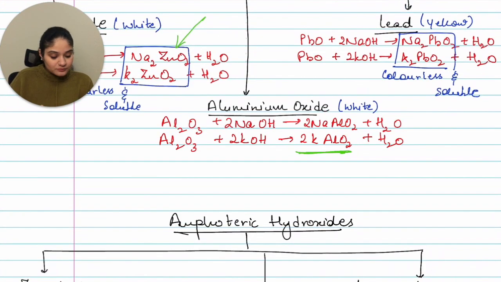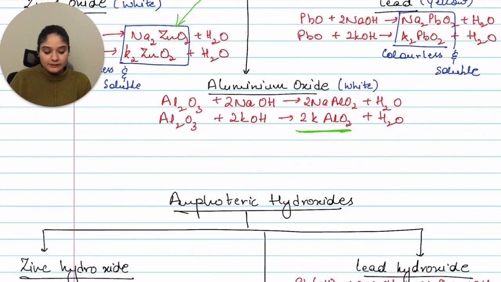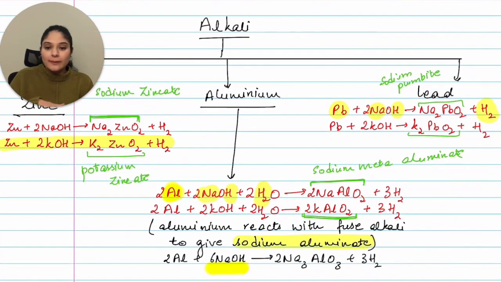Another thing in this section that you have to remember is that zinc oxide and aluminium oxide are white in color, lead oxide is yellow in color. Zinc oxide and lead oxide will become colorless and soluble after the reaction. Everything else is the same, nothing has changed. If you think about the first section, all of them are colorless. All the salts that you get are colorless. So if you have to memorize something as a characteristic, all of them are colorless.